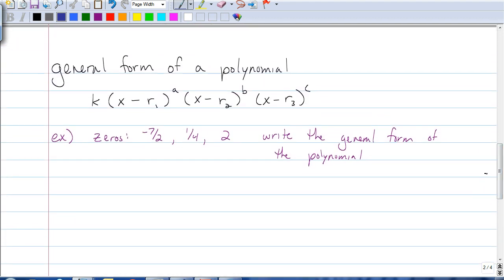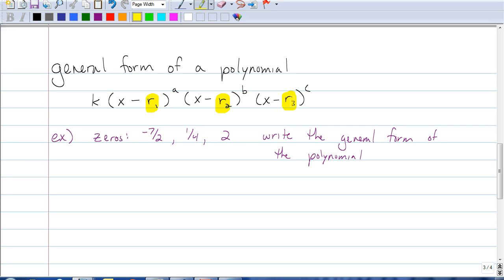And this is how I like to write it. So the general form of a polynomial is represented by this: k times x minus r sub 1 to the a power times x minus r sub 2 to the b power times x minus r sub 3 to the c power. Now when we write something in general form, we're only going to be putting numbers where I just highlighted. The rest of it will stay the same.